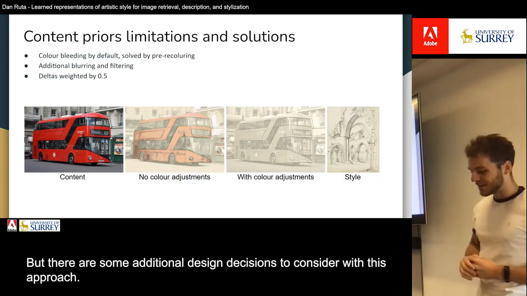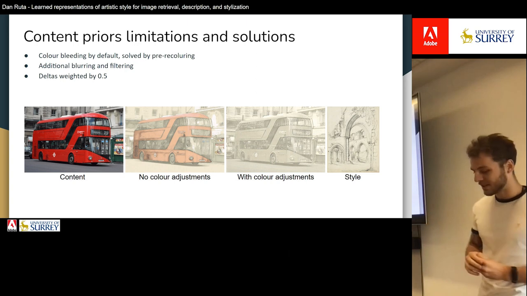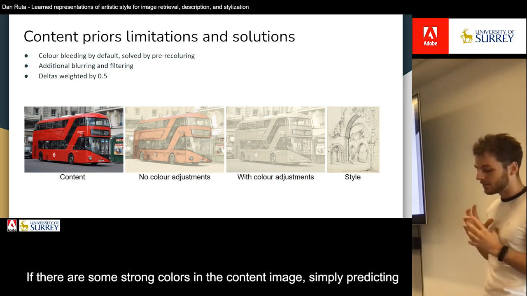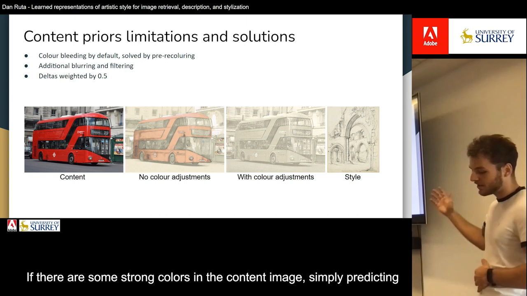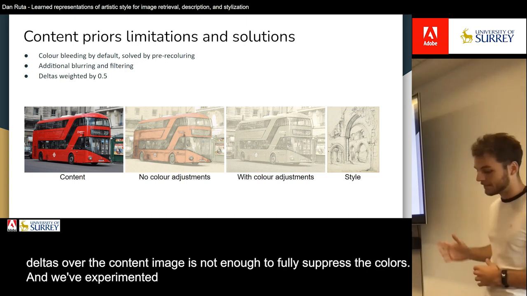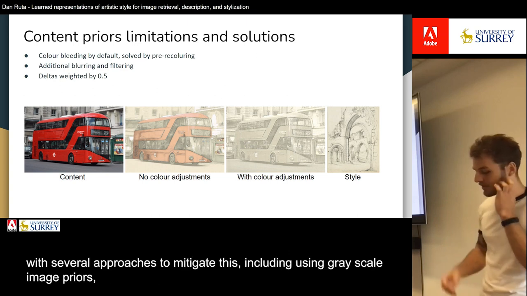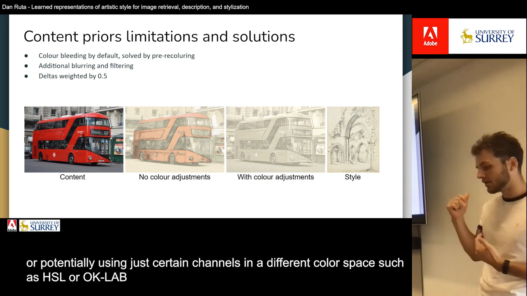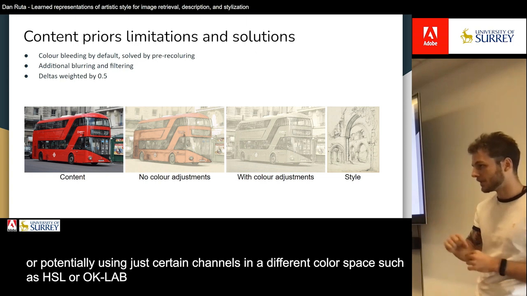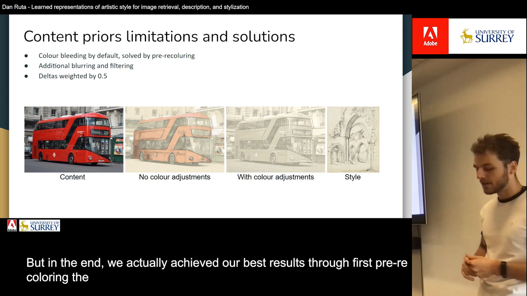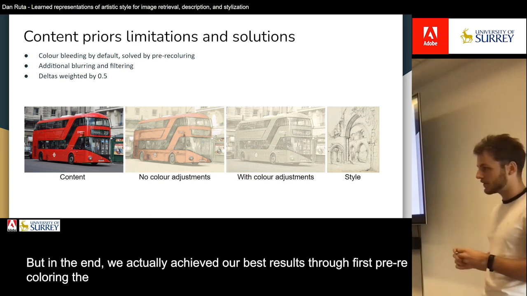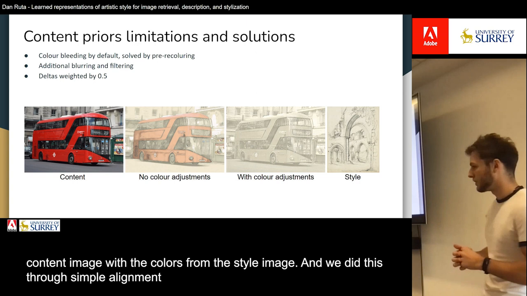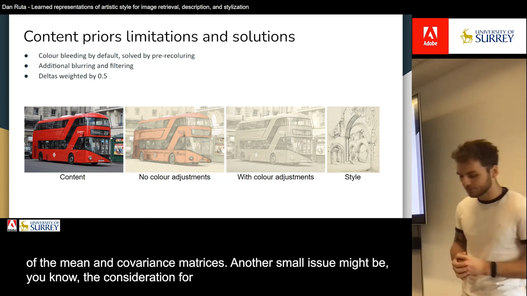But there are some additional design decisions to consider with the deltas approach. So this figure shows one of the biggest problems that can arise. Now, if there are some strong colors in the content image, simply predicting deltas over the content image is not enough to fully suppress the colors. And we've experimented with several approaches to mitigate this, including using grayscale image priors, or potentially using just certain channels in a different color space, such as HSL or OKLab. But in the end, we actually achieved our best results through first pre-recoloring the content image with the colors from the style image. And we did this through simple alignment of the mean and covariance matrices.